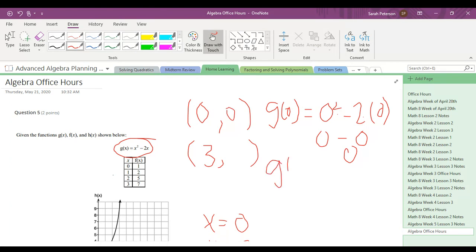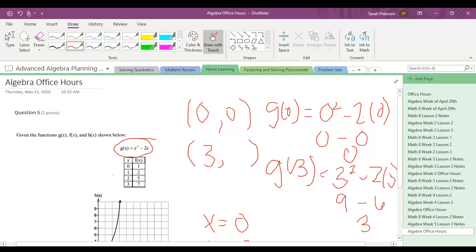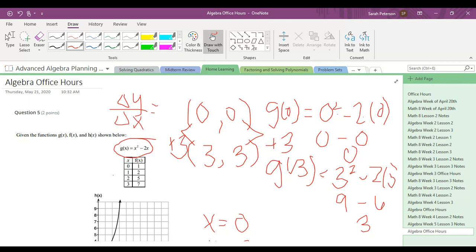And then g of 3 is going to be 3 squared minus 2 times 3, which would give me 9 minus 6, which would be 3. So the point would be (3, 3). Then I'm just going to find my slope. How do I get from 0 to 3? I add 3. How do I get from 0 to 3? I add 3. So then the change in y over the change in x gives me 3 over 3, which is just 1. So the average rate of change for that first function, g of x, is 1.